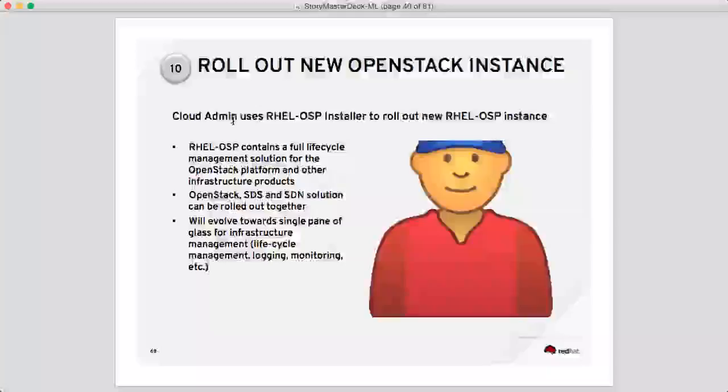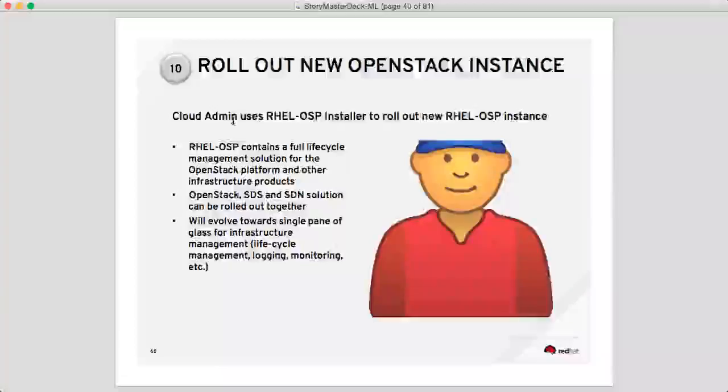The benefit is that Roll OSP contains a full lifecycle management solution for the OpenStack platform, but also for other infrastructure products. In this version, it's primarily storage that can be rolled out as part of it. In the future, it is really a full lifecycle management platform for all the infrastructure components. Here we can roll out OpenStack, software-defined storage, or a software-defined networking solution all together. And as I said, we're evolving it towards a single pane of glass for infrastructure management.